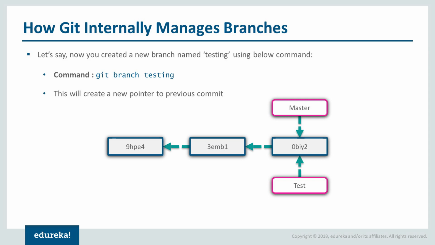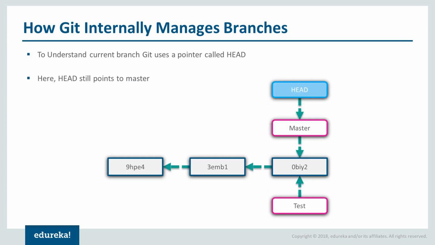Let's say you created a new branch testing using the command git branch testing. This will create a new pointer to the previous commit. The previous commit is this 0BIY2. Now, Git also keeps an additional pointer which is called head. So head will always point to the last commit of the branch. For example, if we are on branch master, then head will point to this.